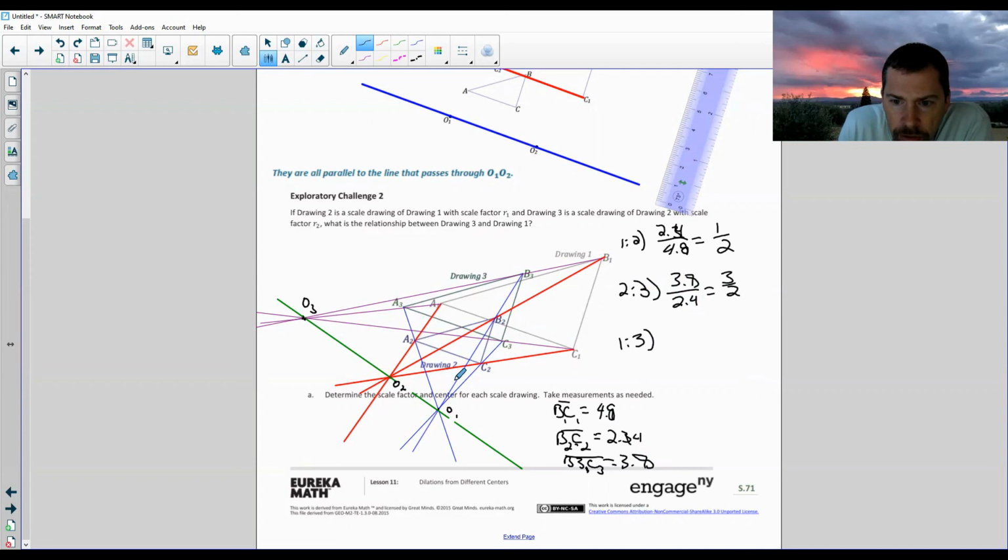And then 1 to 3. Drawing 1 big to small. So that's going to be a fraction less than 1. So you want the smaller number on top, which is 3.8. So 3.8 is to 4.8, which equals 3.8 divided by 4.8. That's close to 0.75, 3/4. Okay, so 1/2, 3/2, and 3/4.